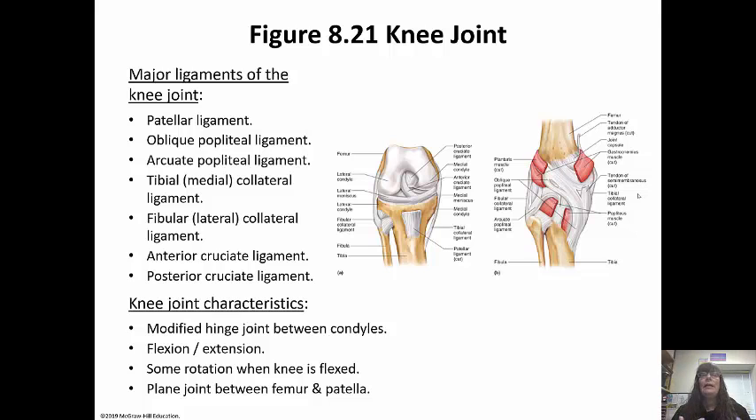If you've ever heard of a torn ACL, that's the anterior cruciate ligament. Characteristics: it's a modified hinge joint between condyles and provides flexion and extension. Some rotation a little bit when the knee is flexed, but obviously you don't want too much or you're going to tear something. The plane joint is between the femur and the patella, so it kind of just glides along it.